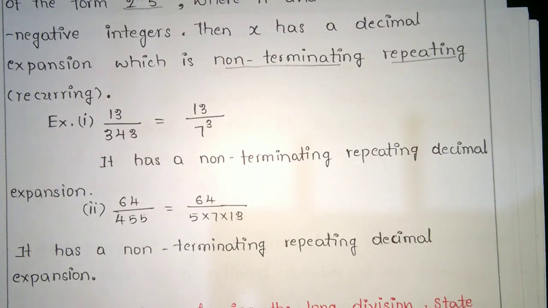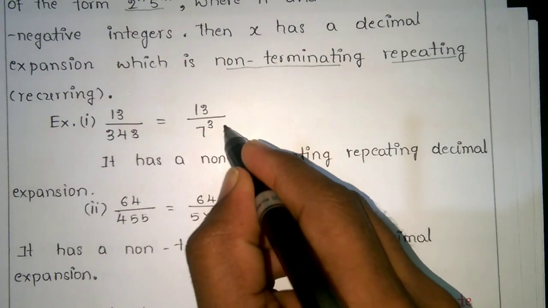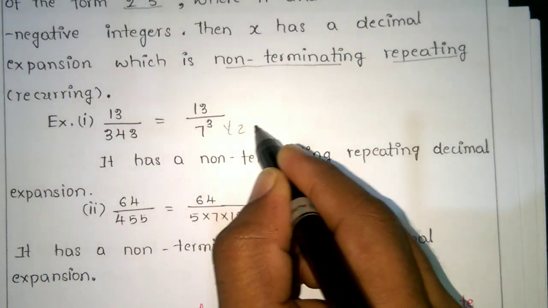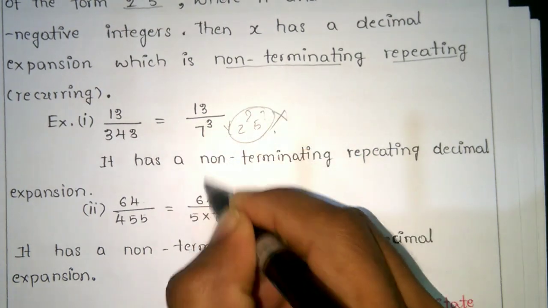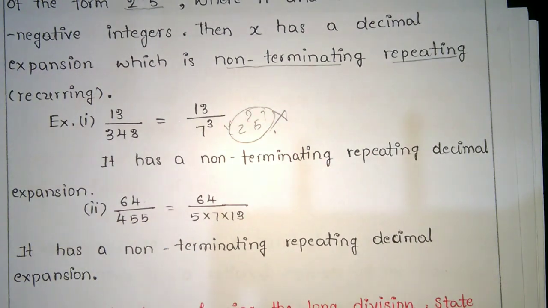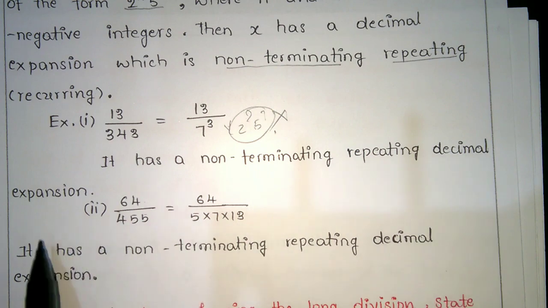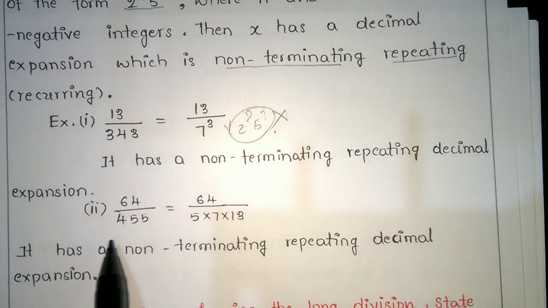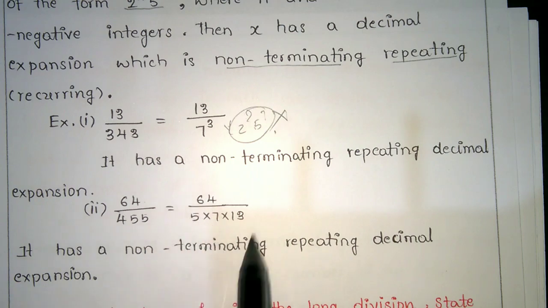Example, 13 by 343. 13 by 343 can be written as 13 by 7 power 3. See here, you do not have 2 power something and 5 power something. Therefore, it is non-terminating. It is a rational number, but it is non-terminating. You get a repeating expansion. So it has a non-terminating repeating decimal expansion. Like that, 64 by 455. You can write it as 64 by 5 into 7 into 13.